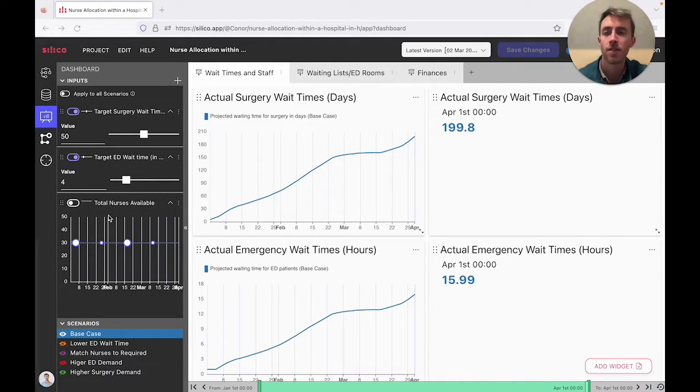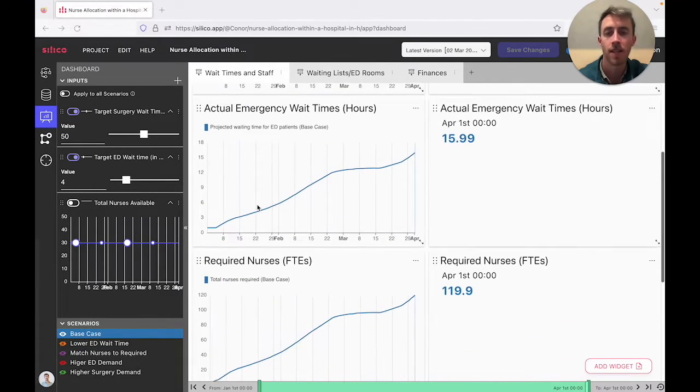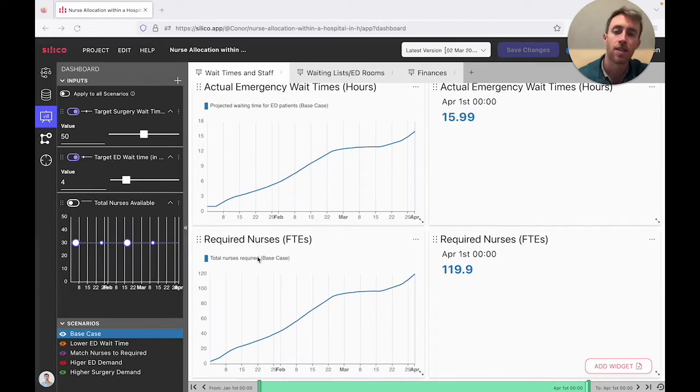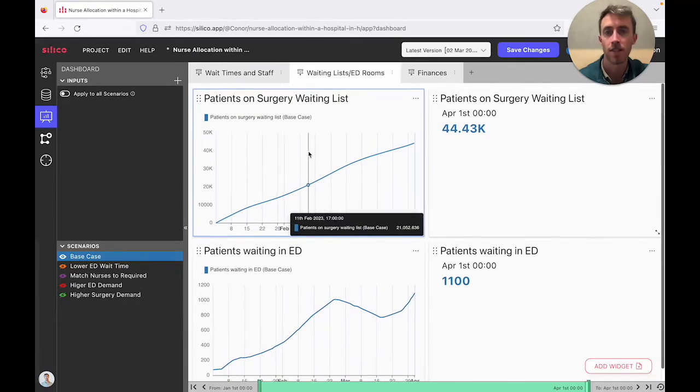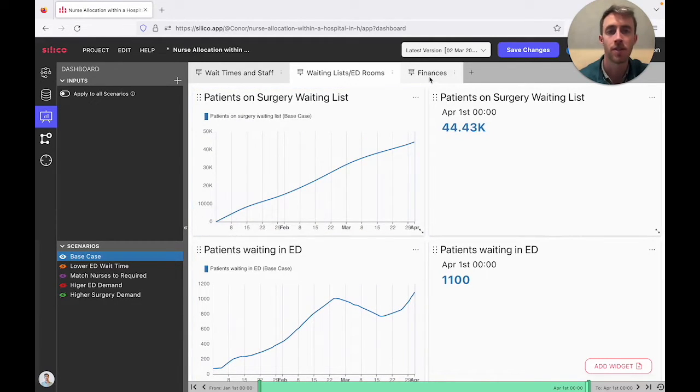Essentially, decision makers can play around with those different variables to test out their impacts, and how they will impact the actual surgery wait time, so actual as opposed to the target, the actual ED wait time, and also the required nurses. So how many nurses would be needed in order to actually achieve that wait time, so that the actual wait time equals the target wait time. And then we can also see the impact on things like waiting lists, so the number of patients on the surgery waiting list and the number of patients waiting in the emergency department.